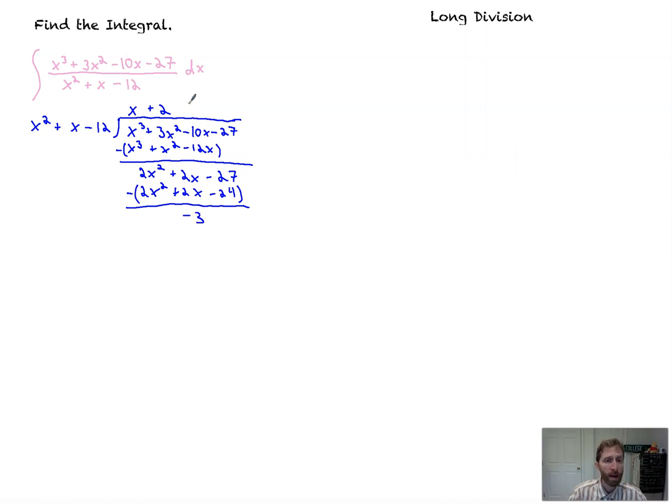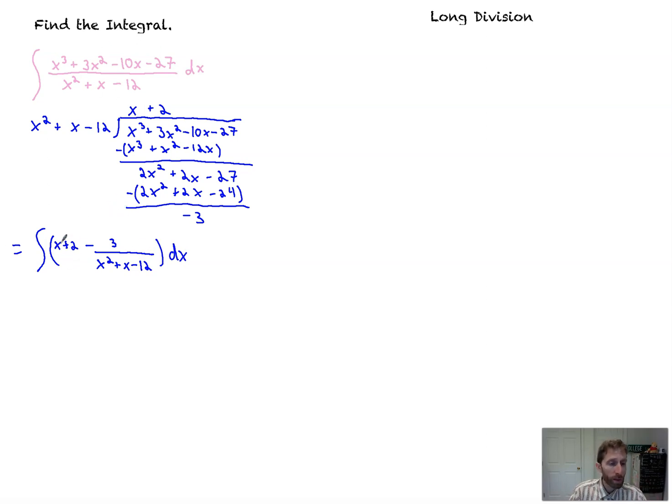Okay, so that's a remainder of negative 3, which means that all of this ends up becoming x plus 2 minus 3 all over, now, I'm going to write this in factored form eventually, but we'll keep it in unfactored form, x squared plus x minus 12. So that's what this is equal to. We did the division, and that's much better to integrate.